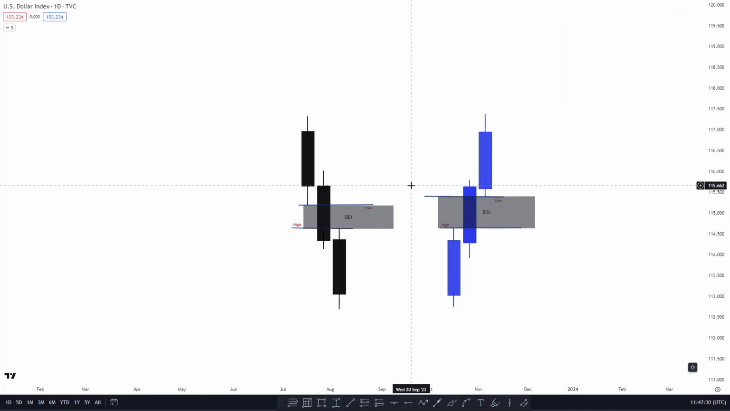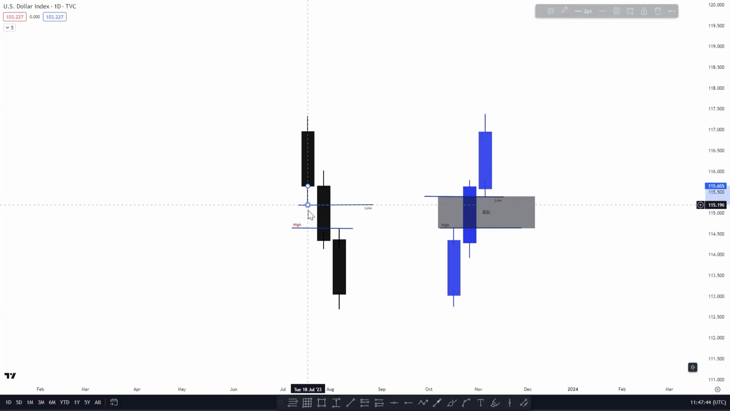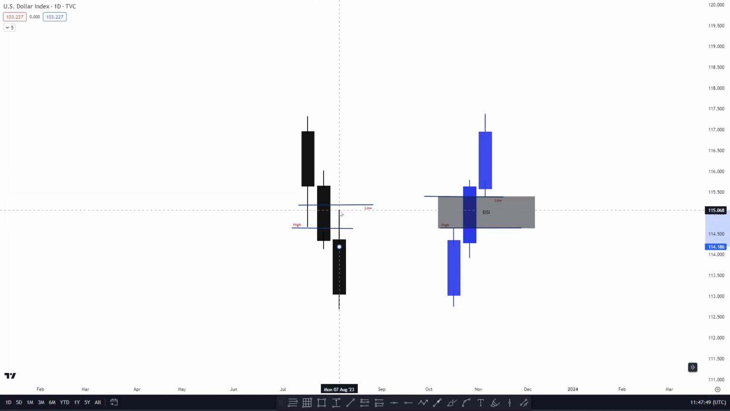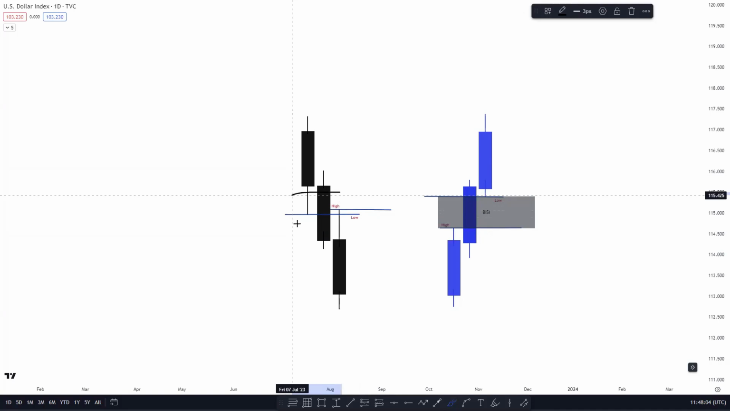So what makes a fair value gap invalid? What makes a fair value gap invalid is when the low of the first candle overlaps with the high of the third candle. We extend the low of this first candle and also the high of this third candle. We can clearly see that this low overlaps the high of the third candle. So this makes it a no fair value gap.